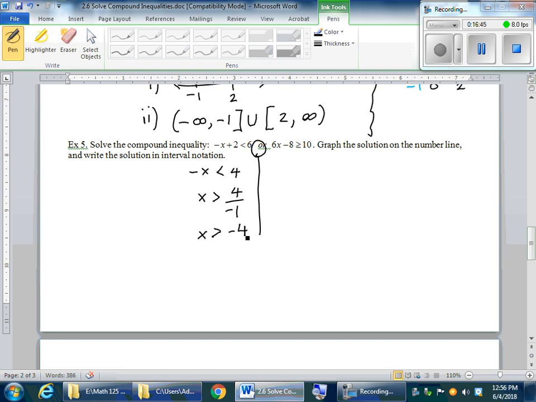On the second part, 6x is greater than, after you add 8 to both sides, that becomes 18. And divide both sides by 6, which will give me x is greater than or equal to 3.